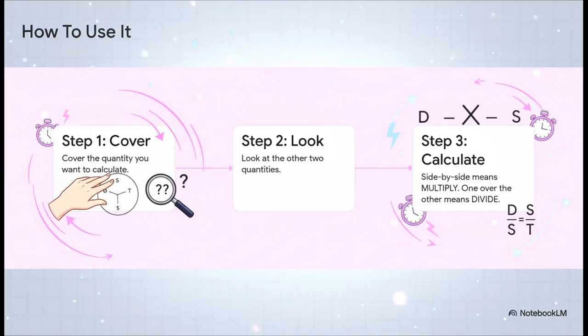It is honestly this simple. Let's say you want to find distance. You just cover it with your finger. What's left? Speed and time, side by side. So you multiply them. What if you need to find time? Cover it up. Now you see distance over speed. So you divide. This little trick is an absolute lifesaver when you're under pressure in an exam.